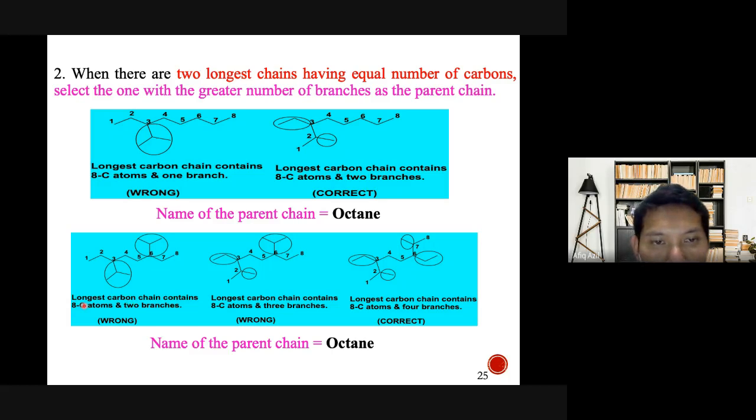Another example. This one is wrong, this one is wrong, but this is correct because it contains 4 branches, compared to this, only 2. This one, only 3. But for this structure, you can find 4 branches. 1, 2, 3, 4, 5, 6, 7, and 8. And the branching is at carbon number 2, carbon number 3, number 6, and number 7.